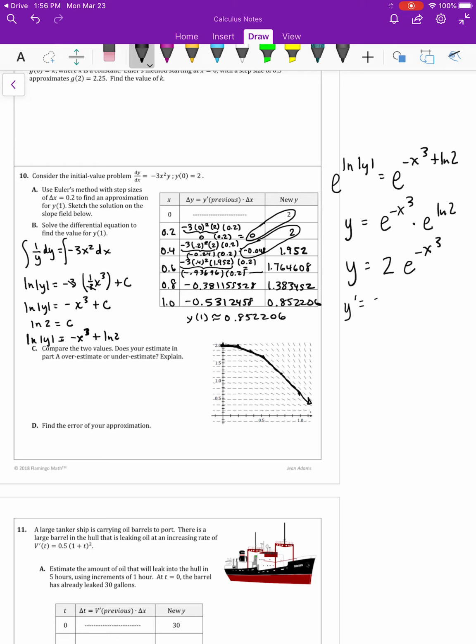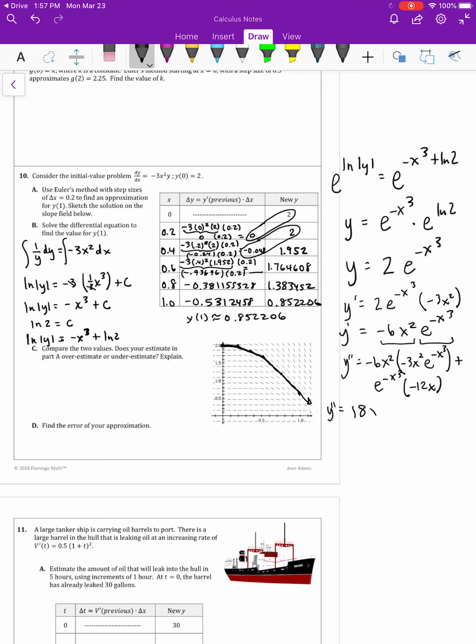So if we took the first derivative here, it would be 2e to the negative x cubed times the derivative of negative x cubed, which would simplify to negative 6x squared e to the negative x cubed. Okay, so that's our first derivative. Then we would take our second derivative. Well, we'd have to use the product rule here. So this is first times the derivative of the second. So the derivative would be negative 3x squared e to the negative x cubed, and then plus the second times the derivative of the first.